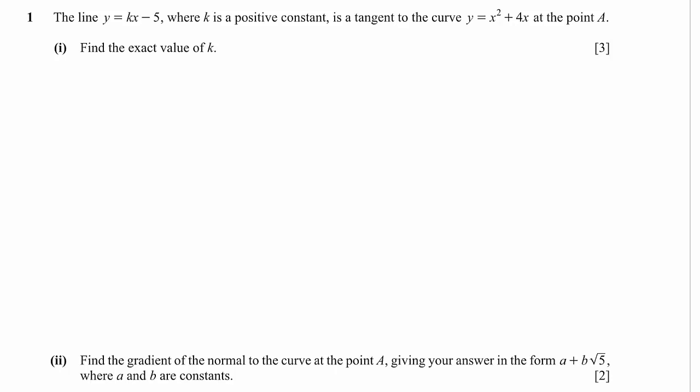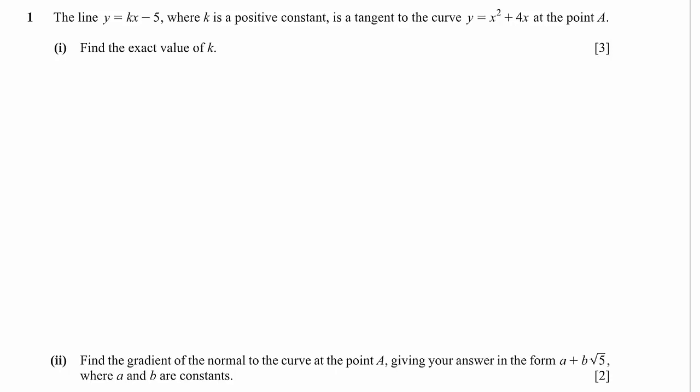The line y equals kx minus 5, where k is a positive constant, is a tangent to the curve y equals x squared plus 4x at the point A. We want to find the exact value of k. So remember what a tangent is.